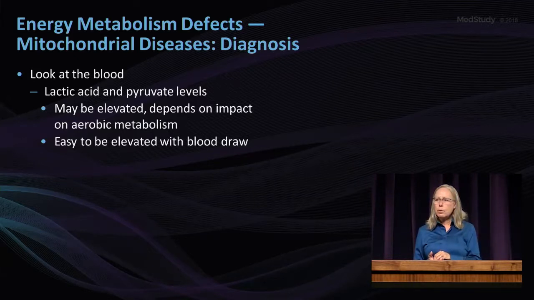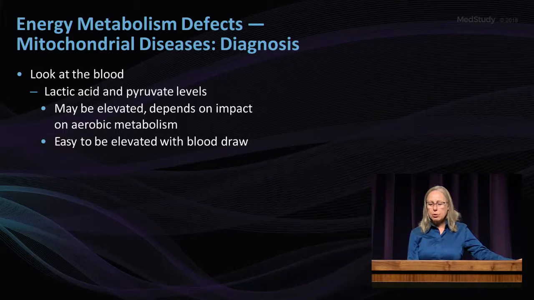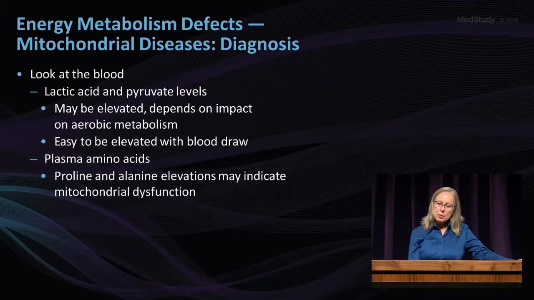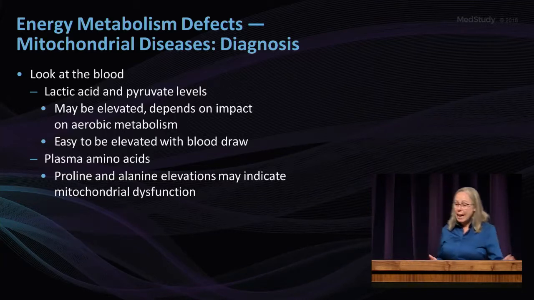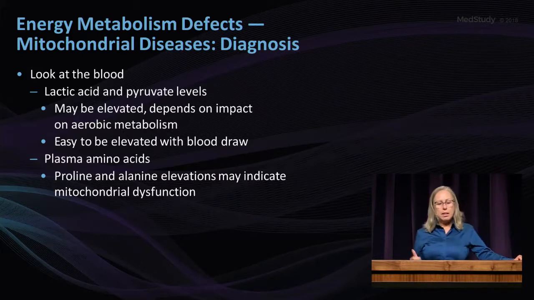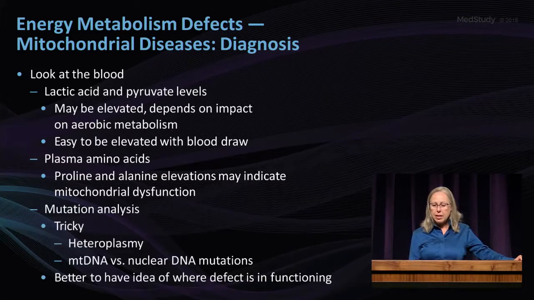So you may have a baseline elevation in that lactate, but it's easy to be elevated with blood draws. So making sure that the kid isn't screaming and doing silly things, which never happens. I write all sorts of things on notes, right? Please draw while child is calm on free-flowing blood. Right. Look at your plasma amino acids. Your proline and alanine may indicate a mitochondrial dysfunction if they're elevated.